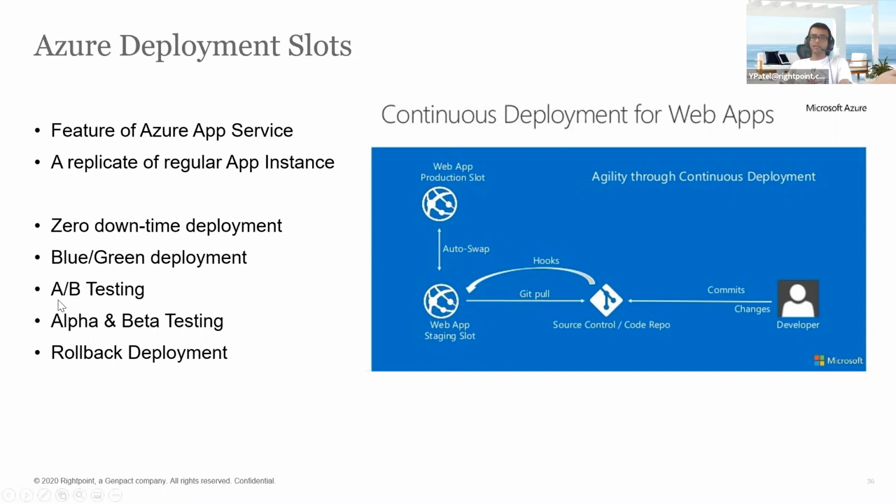We can do A/B testing as well. We can do alpha and beta testing. In case of doing rollback deployment, we again have to switch those slots back.